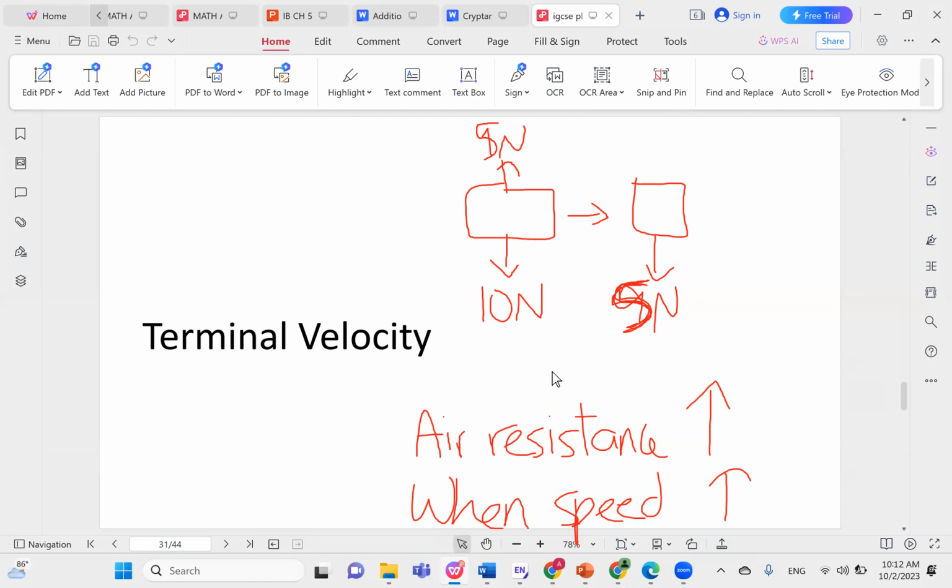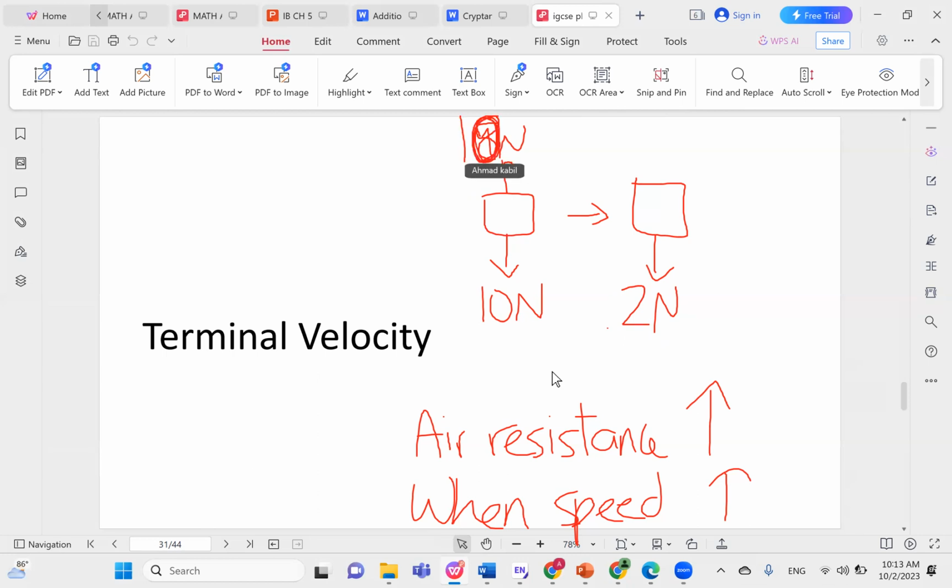So air resistance keeps increasing up until maybe 8. Now, if I have an air resistance of 8, my resultant force or my net force here is going to be 2 newtons, 10 minus 8. Again, I still have a resultant force downwards, so I'm accelerating downwards. The speed is increasing and the air resistance is increasing as well. So this process keeps occurring until air resistance reaches 10 newtons.